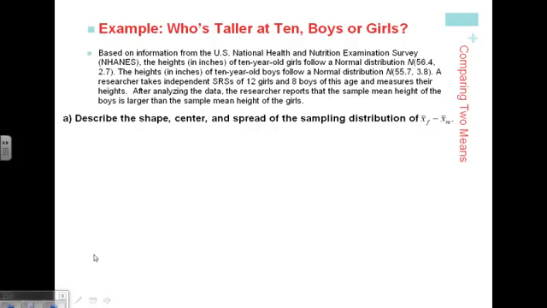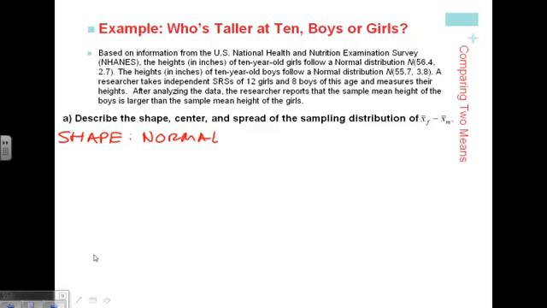So I'm going to tell you the girls are normally distributed with mean 56.4 and standard deviation of 0.27. I'm going to tell you that the heights of the boys are centered at 55.7 with a standard deviation of 3.8. I'm going to do a sample of 12 girls and 8 boys, and I want to know about the shape, center, and spread of that sampling distribution. Let's start with shape. Normal.